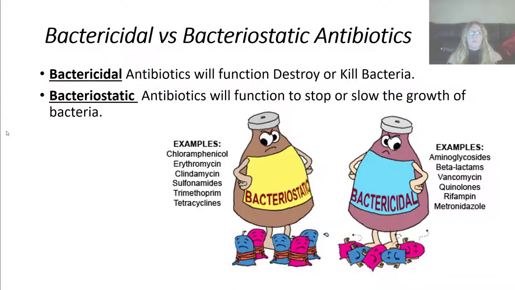So I've already alluded to it, but let's go ahead and formalize it with some terminology. I mentioned that antibiotics can either kill or they can stop or even just greatly slow down the growth of the bacteria. So each one of those actually has terminology associated with it. Antibiotics that function to destroy or kill bacteria are called bactericidal antibiotics. And antibiotics that function to stop or slow the growth of bacteria are bacteriostatic antibiotics.